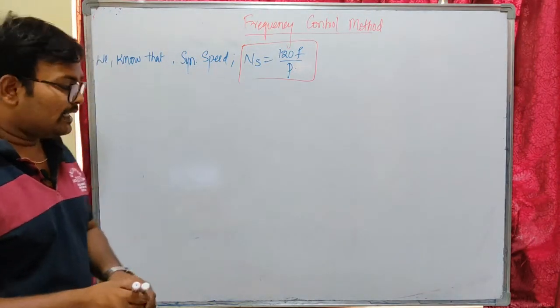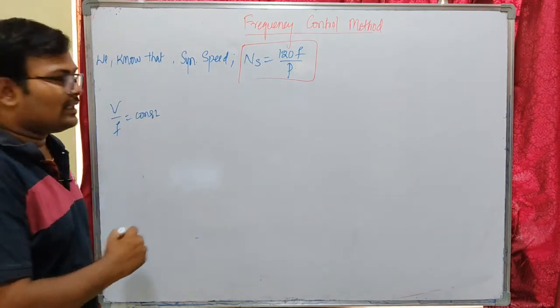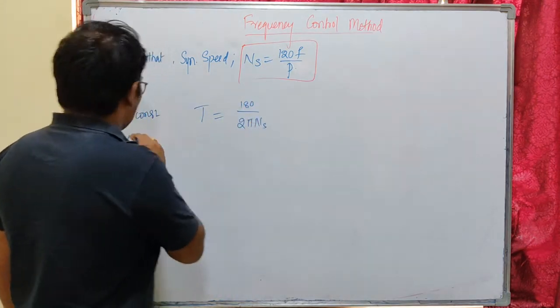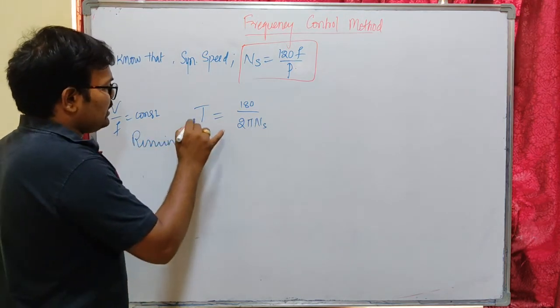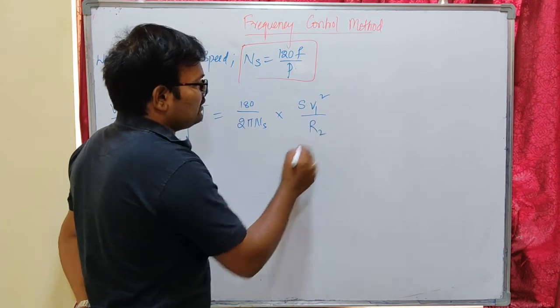And under running condition, for V by F equal to constant, what is the torque expression? Torque equal to 180 by 2 pi ns into S V1 square by R2. This was the torque expression.